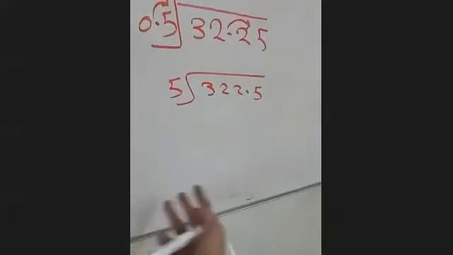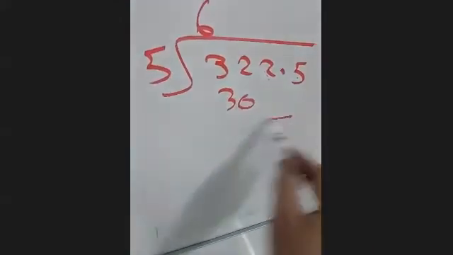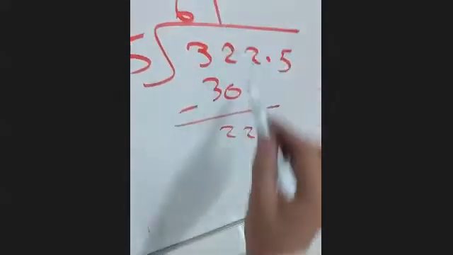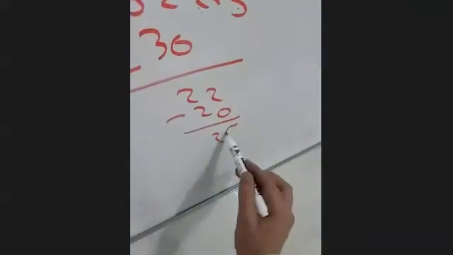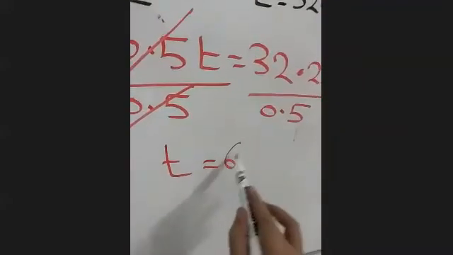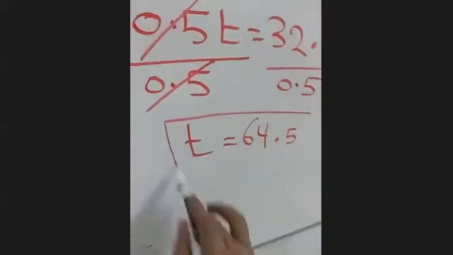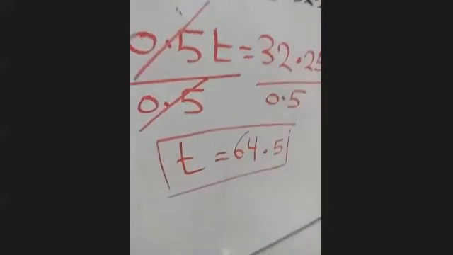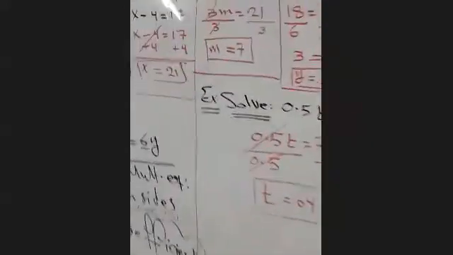Now make long division normally. 32 divided by 5 is 6, 6 times 5 is 30, subtract, 2. Bring down the 2, 22 divided by 5 is 4, 20, subtract, 2. Decimal, put it up, bring down the 5, 25, subtract, 0. So the answer is 64.5, the value of t, 64.5. This is how we do multiplication equations.